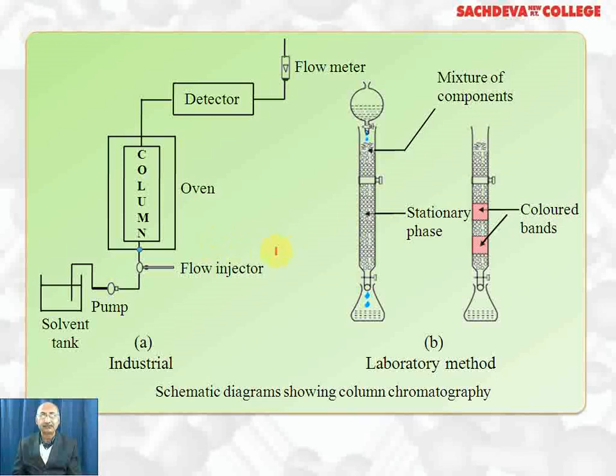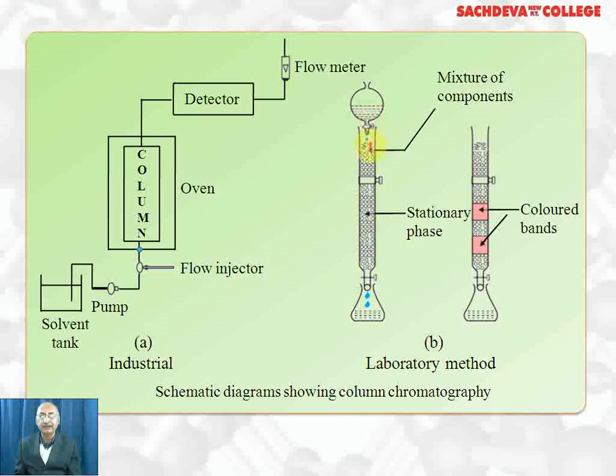This is the diagram of column chromatography. This diagram is industrial, where a more complicated method is used. This is the laboratory method, which you can easily understand. This is the column, which is packed with stationary phase, usually alumina acting as adsorbent. From the top, we are adding the mixture of the components. If we have to separate solids, we dissolve them in a suitable solvent, and if we have liquid, we can directly use it. But solvent or eluent is added so that movement becomes faster.